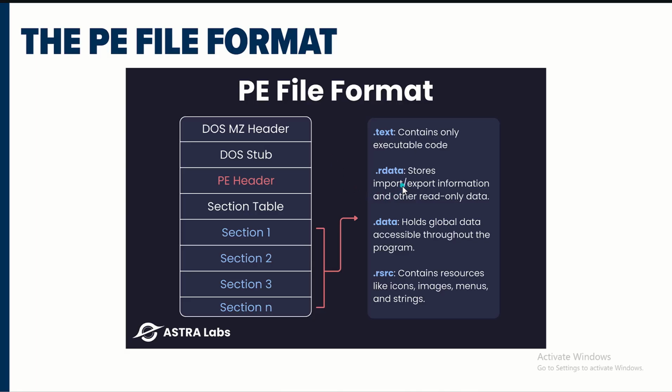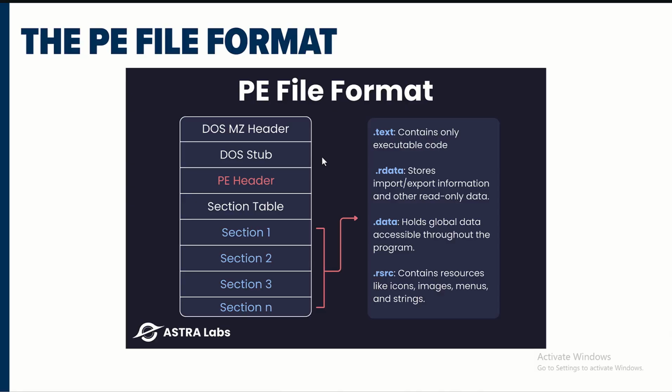And the .rdata stores import and export information and other read-only data. Please remember, the .rdata is read-only. It's not writable and it's not executable. The .text is executable, the X, and the .rdata is R, read-only. It's not even W, not writable. It's only read. And it stores the export and import functions, the DLL libraries. So a DLL or executable file could have an import or export section.